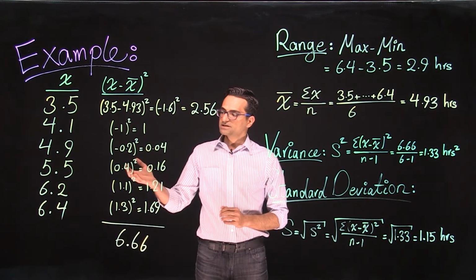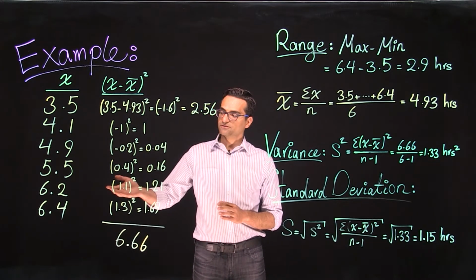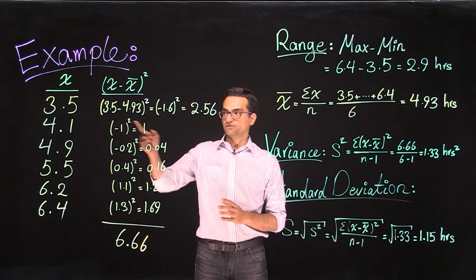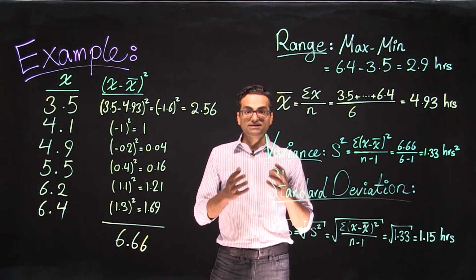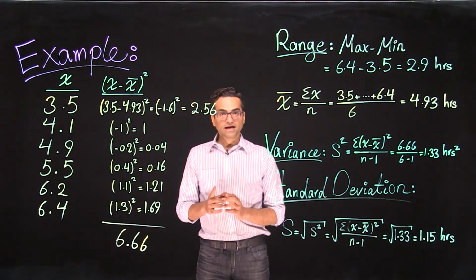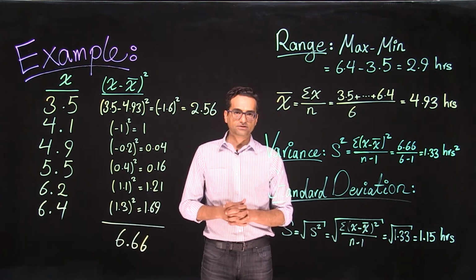In my sample, the biggest value or the maximum value is 6.4 and the smallest value is 3.5. The difference of the two values is 2.9 hours. That's the range for my sample. Next, let's take a look at variance and standard deviation.